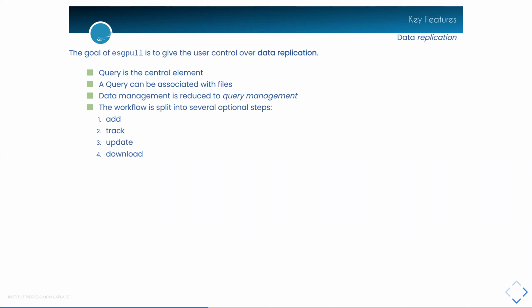Then you can track that query, which is a simple safeguard to avoid downloading too many metadata by mistake. So it only changes the value of a Boolean flag so that the query can be associated with files and send actual requests to ESGF search APIs. And when a query is tracked, you can then update it using the update command, and that will actually fetch the metadata from files associated with that query. And then when that is done, you can download the files by using download. So that's most of it for the replication part.